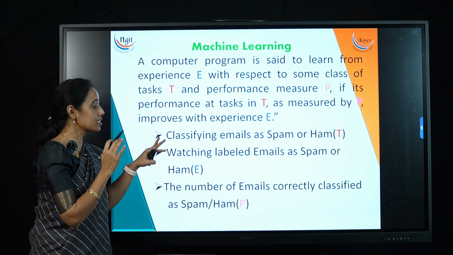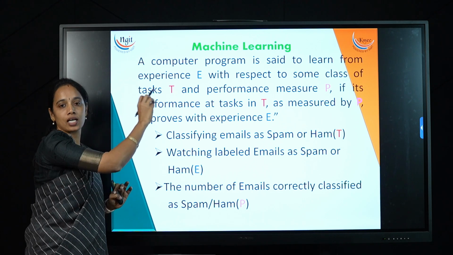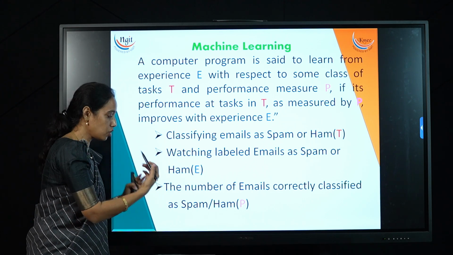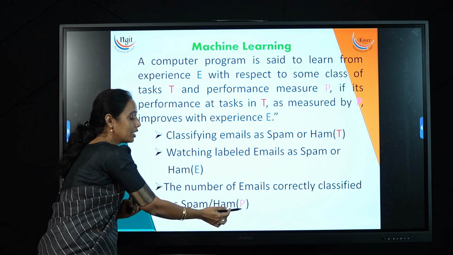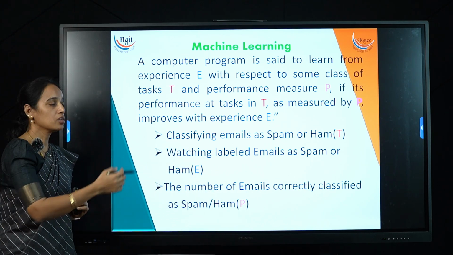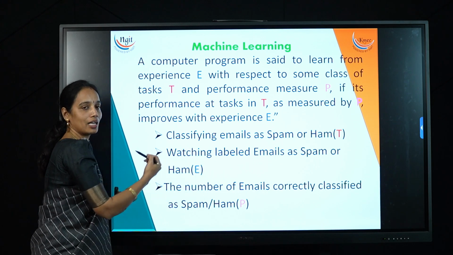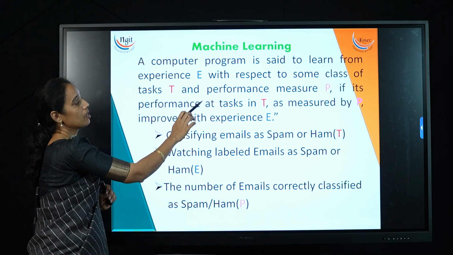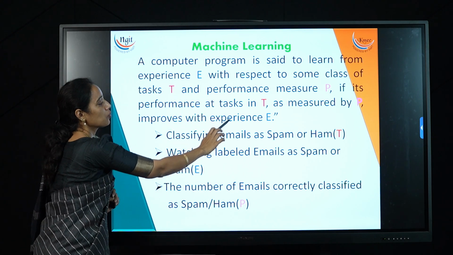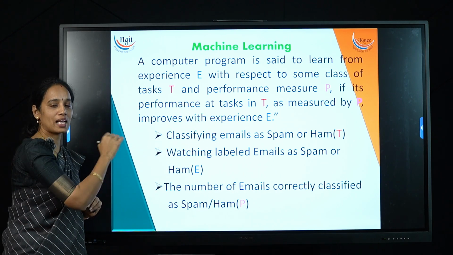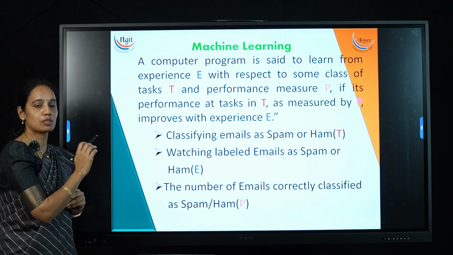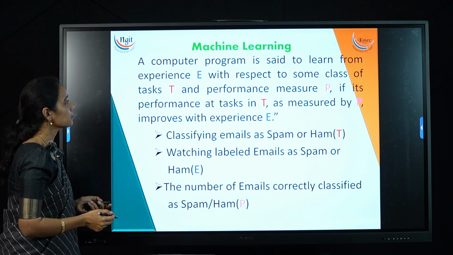After watching these labeled emails, if our machine learning algorithm correctly classifies spam as spam and ham as ham, then it is going to measure the performance. So these are the three important elements for a machine learning program: performance, task, and improvement with experience. This is the prescribed definition of a machine learning program as per Tom Mitchell.